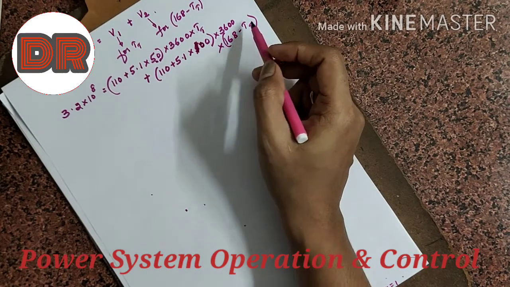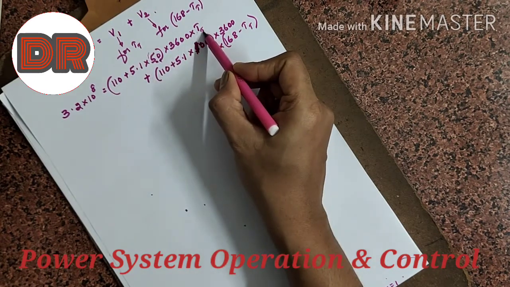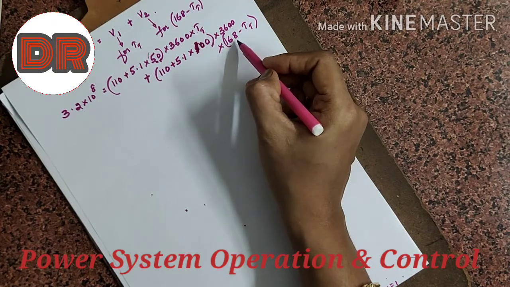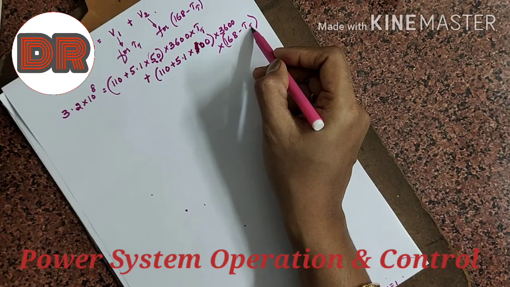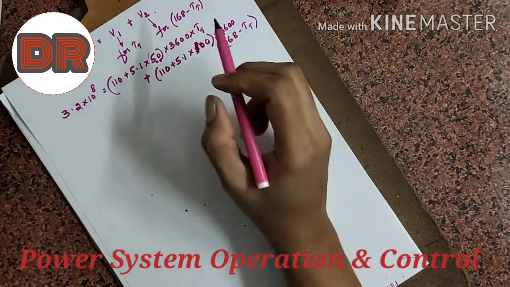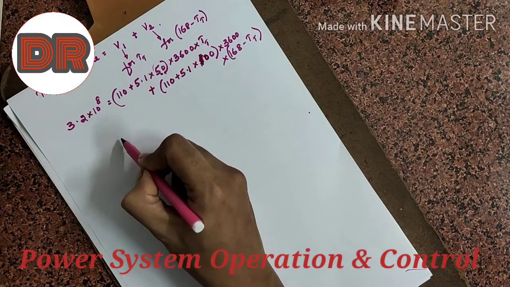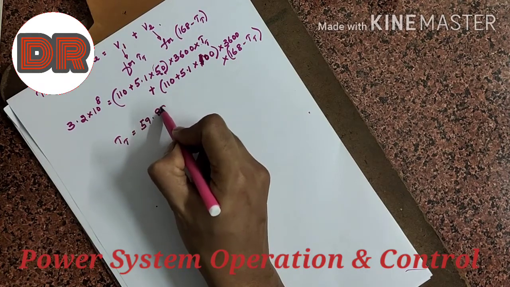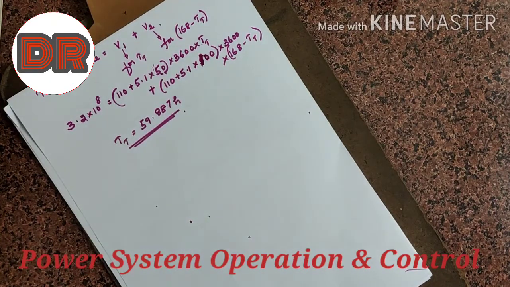So remember, I have taken PGH here as 50 megawatt, that is for TT hours. Here I have taken PGH as 100 megawatt for 168 minus TT hours, because 168 minus TT is nothing but the time duration for which only hydro is on. Okay. So now if you simplify this, you will be getting 59.887 hour. So this is the time.